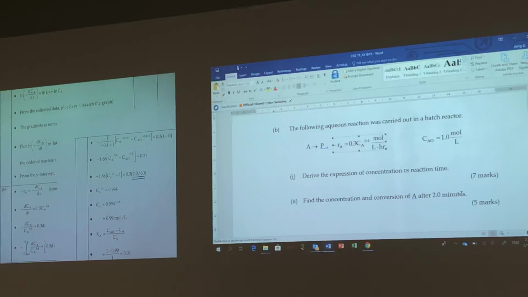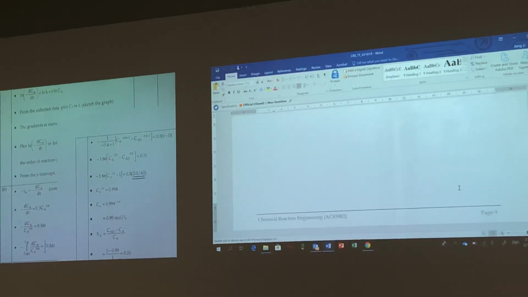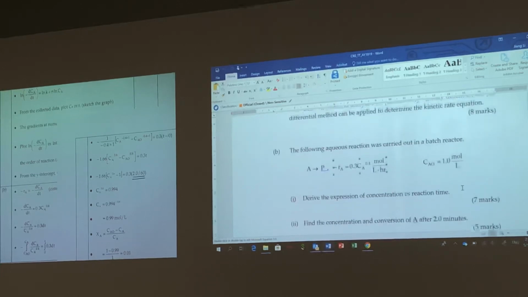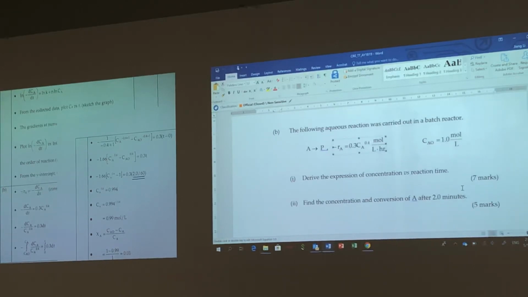So, what equations will be given at the back? Usually it will be the Arrhenius equation. That's the only one that will be provided. No other equations provided, so all the rest you need to remember and show working.